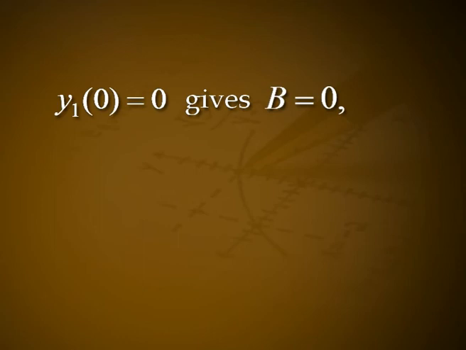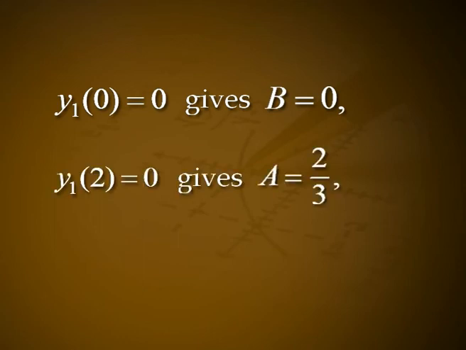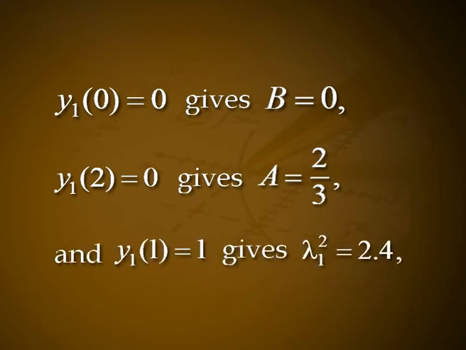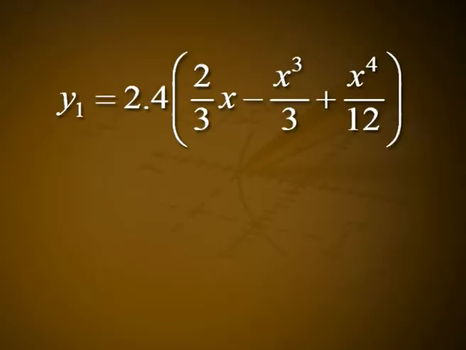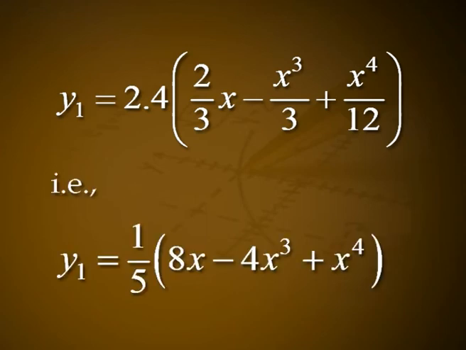y_1(0) = 0 gives b = 0, y_1(2) = 0 gives a = 2/3, and y_1(1) = 1 gives λ_1² = 2.4, and hence y_1 = 2.4(2x/3 - x³/3 + x⁴/12), that is y_1 = (1/5)(8x - 4x³ + x⁴). Repeating the procedure, we get the values as in the following table.